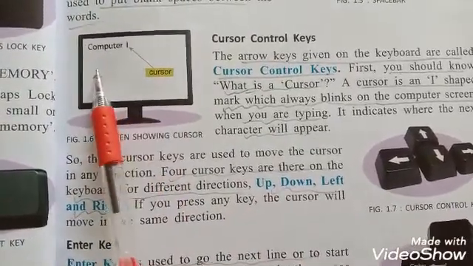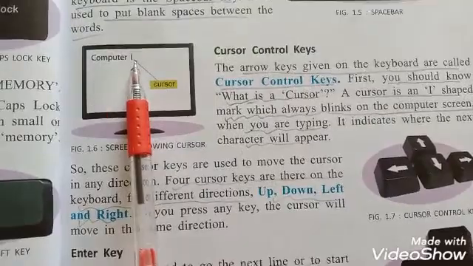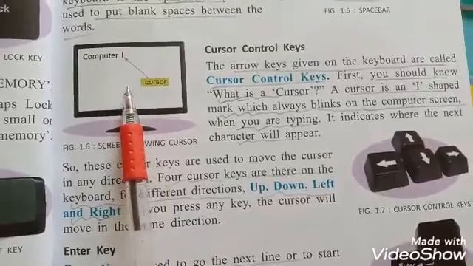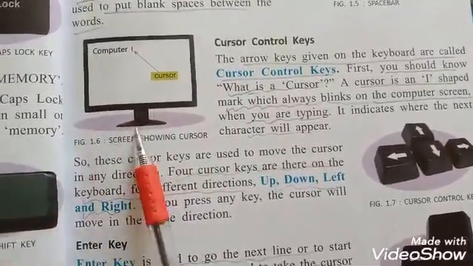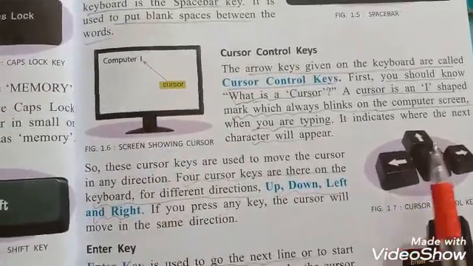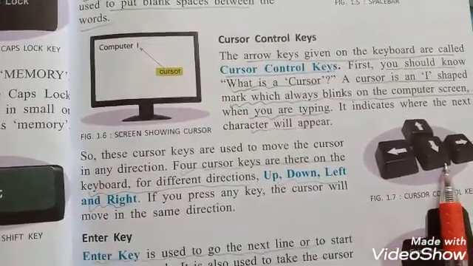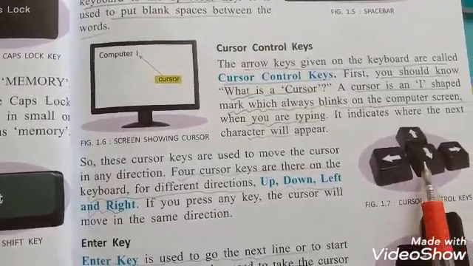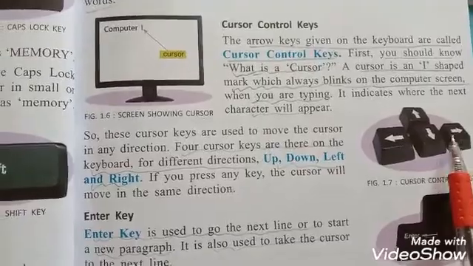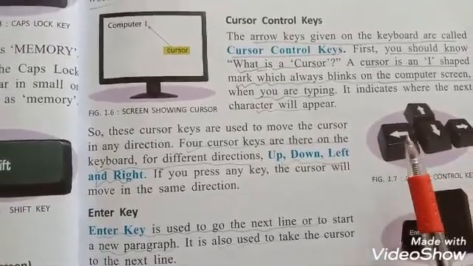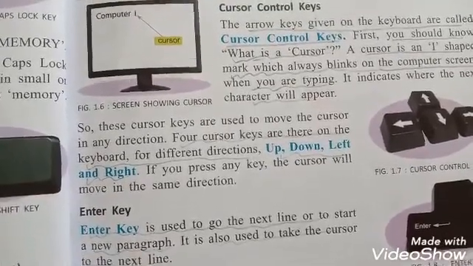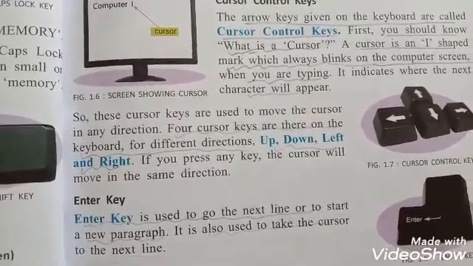A cursor is a blinking mark which always appears on the computer screen. When you are typing, it indicates where the next character will appear. These cursor keys are used to move the cursor in any direction: up, down, left or right. These keys are used by the user to move left, right, up and down.